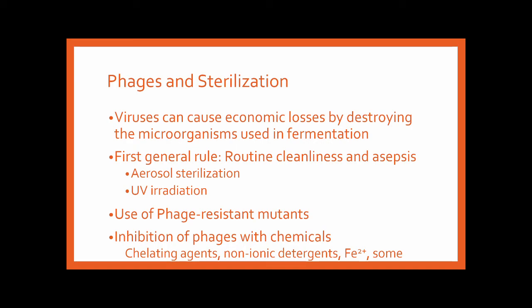Especially for phages, bacterial phages are the viruses that target bacteria, and they are much, much smaller than eukaryotic viruses. Therefore, they can be transferred in the air. They can transfer through aerosols. So you need to sterilize aerosols, and use UV irradiation. For phages, you can also use phage-resistant mutants or modify your organism so that it can be resistant to phages. For inhibition of phages with chemicals, you add non-ionic detergents, ions, and some other metal ions.